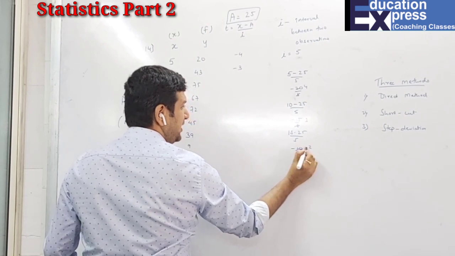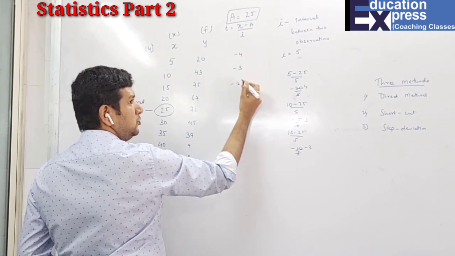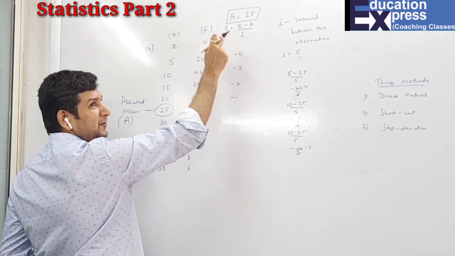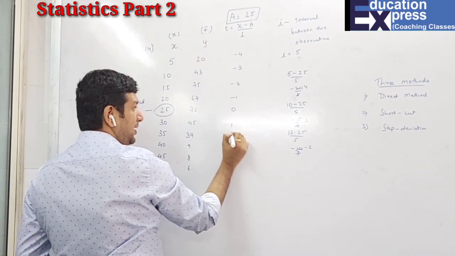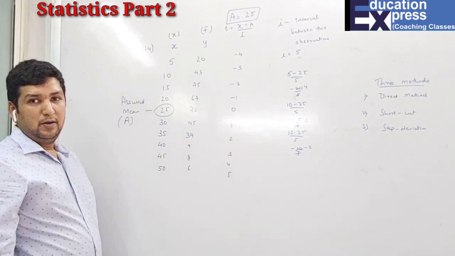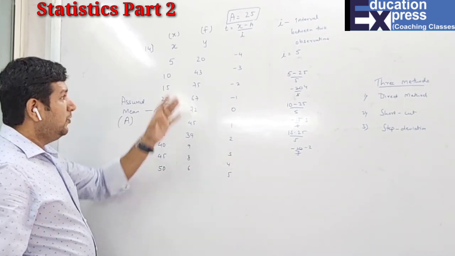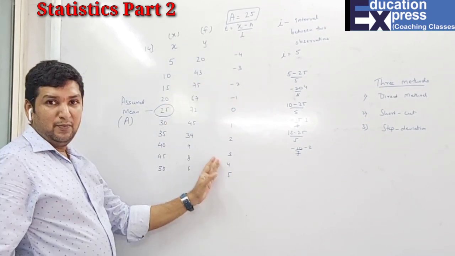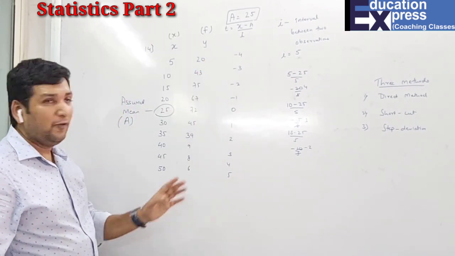Students, now you can see there is a pattern: minus 4, minus 3, minus 2. So obviously now what? Minus 1, you can check. 20 minus 25 is minus 5, minus 5 upon 5 is minus 1. Then 0, then 1, then 2, 3, 4 and 5. So you will check, you will get the same answer only, because whenever you are doing the step division method, there is always a pattern, because we are dividing everything by the same number 5. So we will get this particular value for the t.